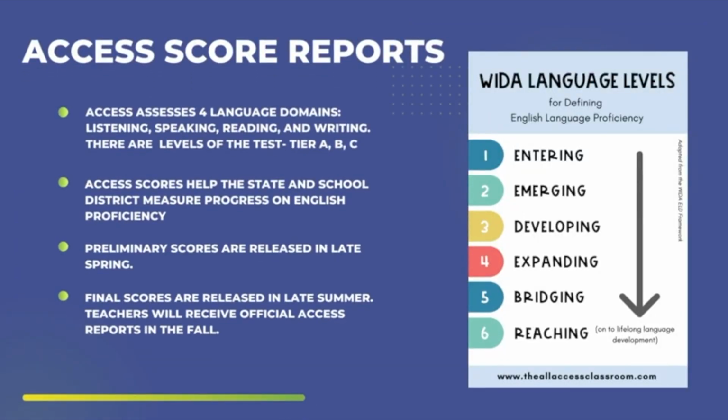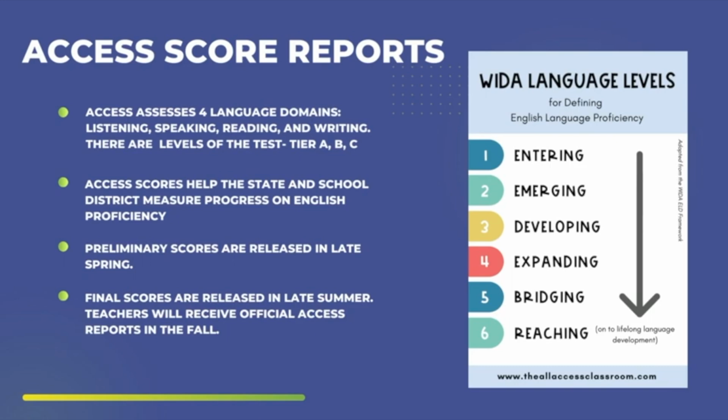Access for ELLs score reports are used for many purposes. The state of Illinois uses scores for accountability purposes and requires districts to use these scores to make annual program placement determinations. Scores are also used to demonstrate progress students have made with acquiring English language proficiency and for instructional planning. Preliminary scores are usually released in late spring. Final scores are released in late summer, and the individual student reports are also distributed at that time.